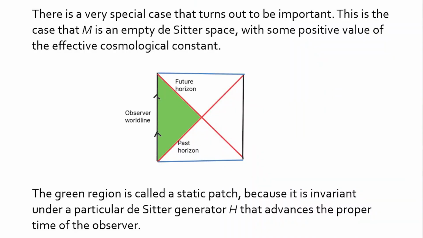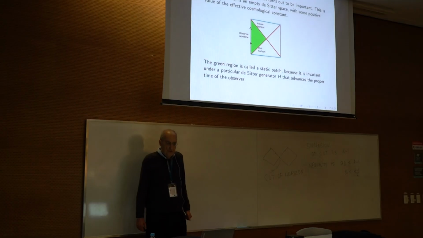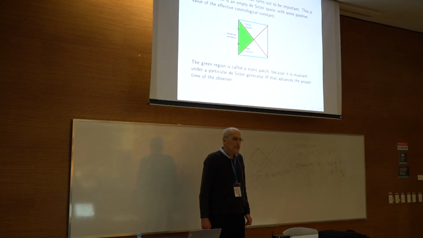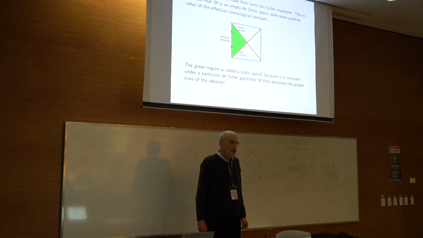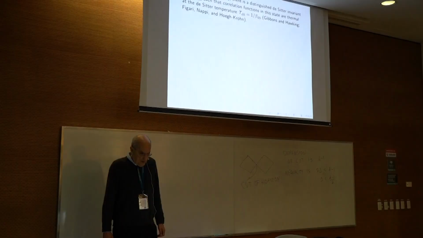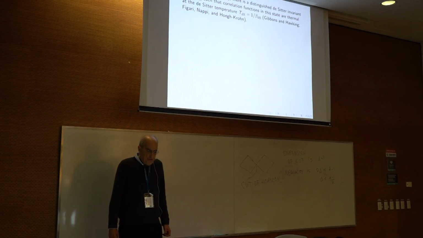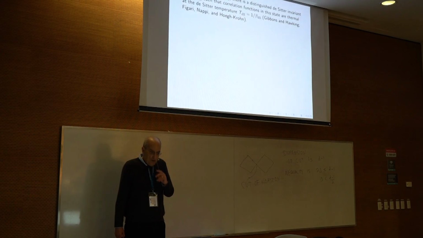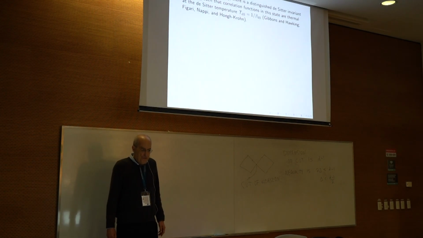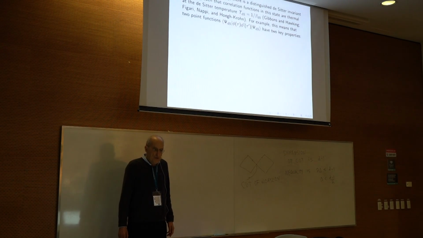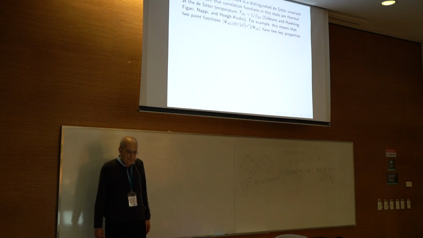So the green region is called a static patch because it's invariant under a particular de Sitter generator that I'll call H, that advances the proper time of the observer. I mentioned that in general there was no canonical choice of the constraint H that we use in defining the algebra, but in this particular example there is, the global symmetry. In the absence of gravity, there's a distinguished de Sitter invariant state that I'll call psi ds, often called the Bunch-Davies state, such that correlation functions in this state are thermal at the de Sitter temperature, T_dS, which I'll call 1 over beta_dS. Beta is 2 pi times the radius of curvature.